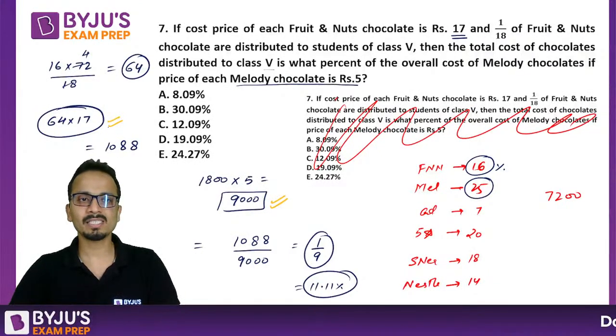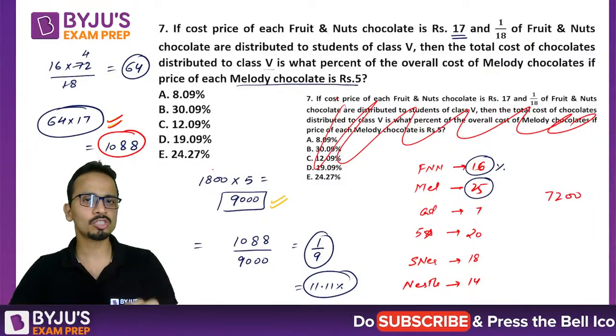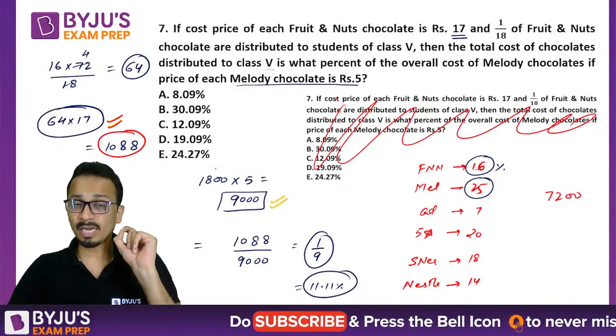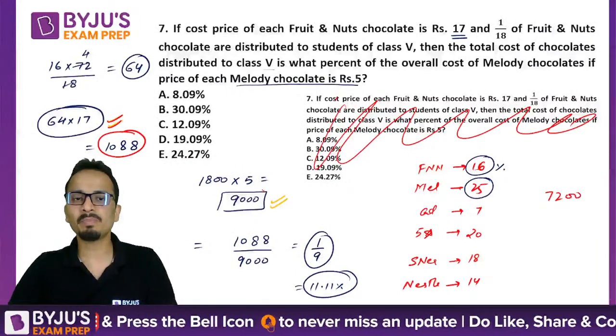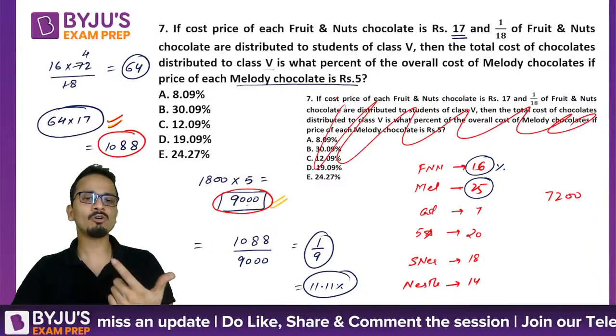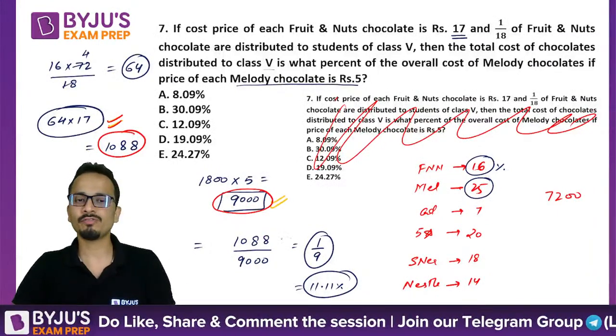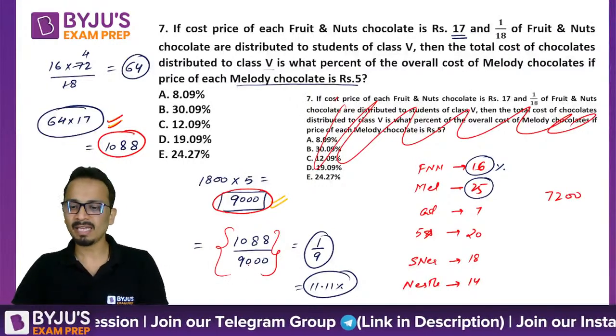Now, once this is done, once you have 1088, the total cost price of the number of fruit and nuts distributed in the class, we have to find out this value is what percentage of the total cost of Melody chocolates. So 1088 is what percentage of 9000. अब ये वाली वैल्यू अप्रोक्सीमेटली मुझे दिख रहा है 1 by 9.